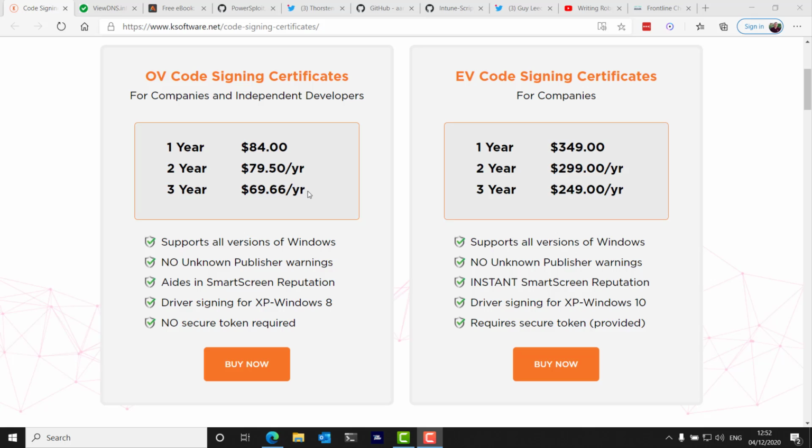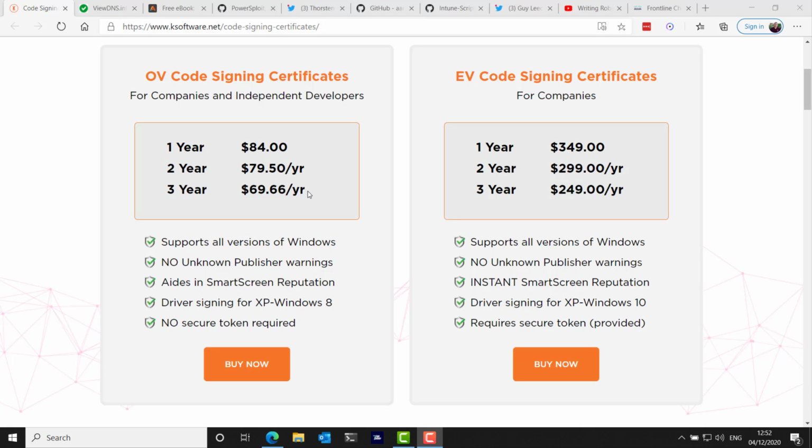So if you're looking at one of the top companies or more trusted companies like Entrust, DigiCert, you're looking at potentially over $500 a year for a code signing cert. Well, this week I saw that Helge Klein shared a resource for relatively cheap certs. It's ksoftware.net, and they're selling for about $70 a year for 3 years.